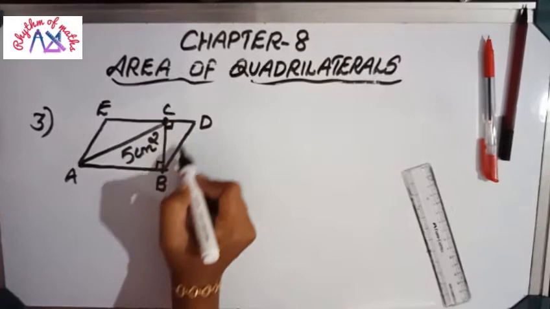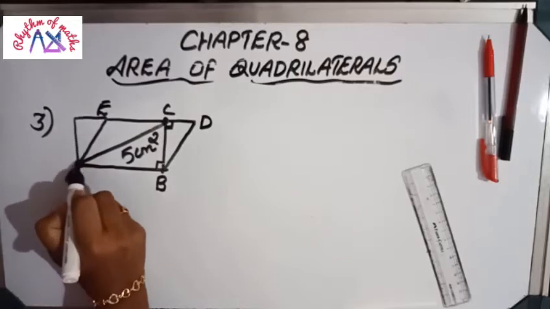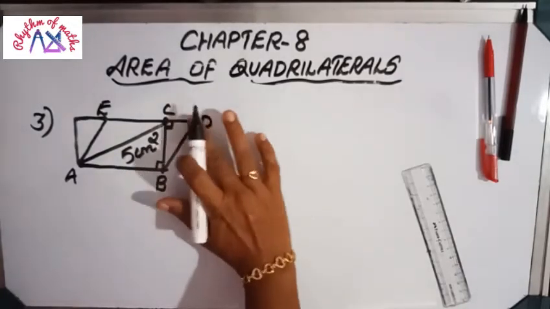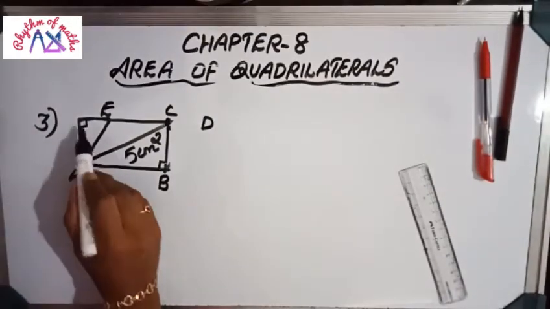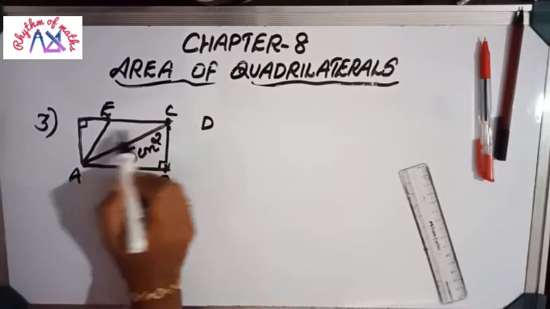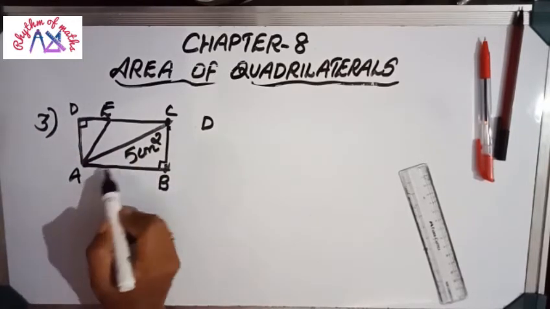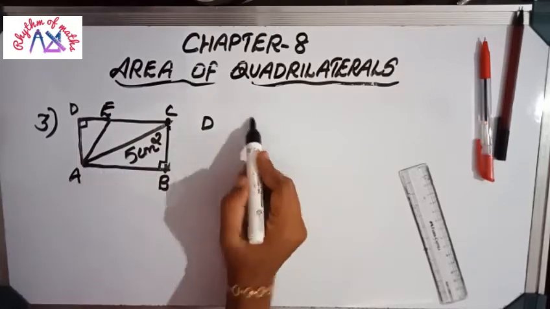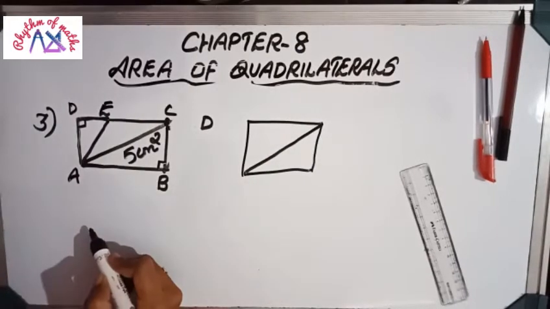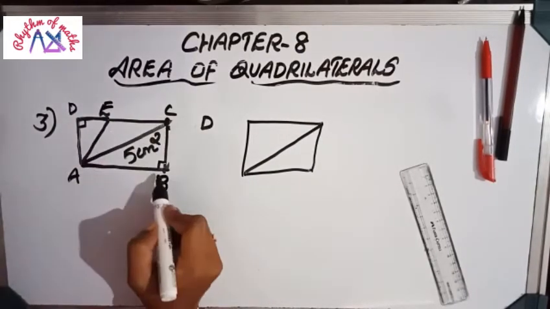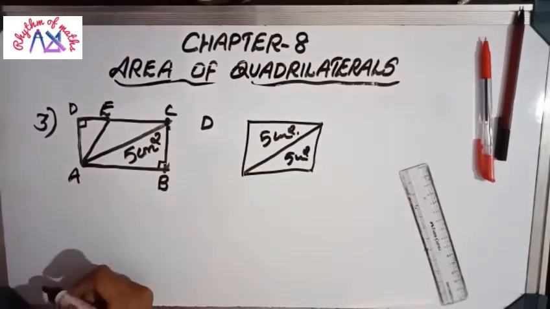If we cut this portion from here and join that part here, we will get a triangle like this. If we remove this portion from here and join it like this, we will get a larger triangle like this. And this larger triangle AC, this point D, and this part are the same. That means a rectangle is divided into two right triangles of the same area. So we got a rectangle here. The first part is 5 centimeter square, which means the second part is also 5 centimeter square.